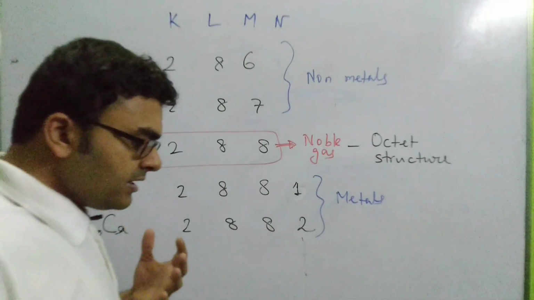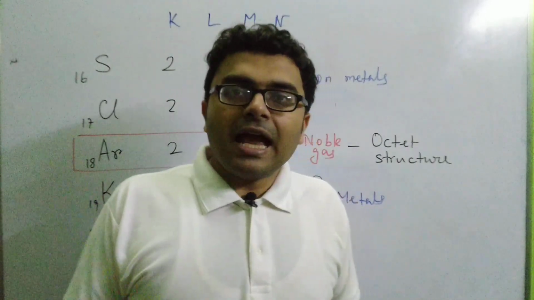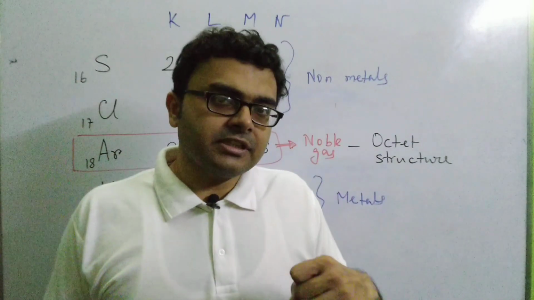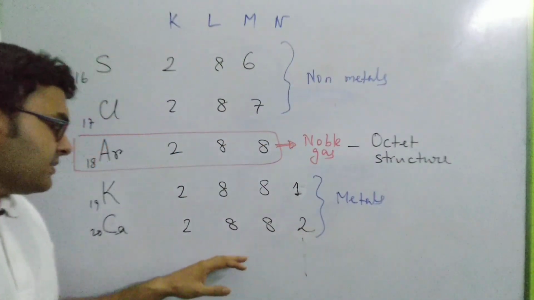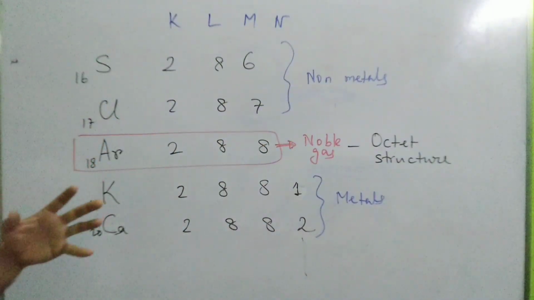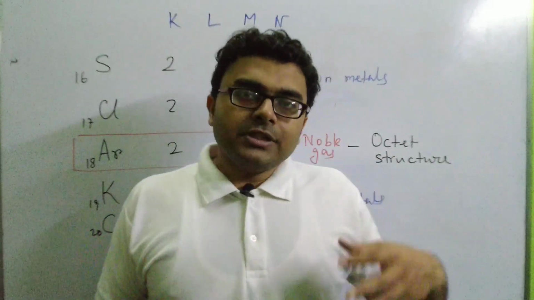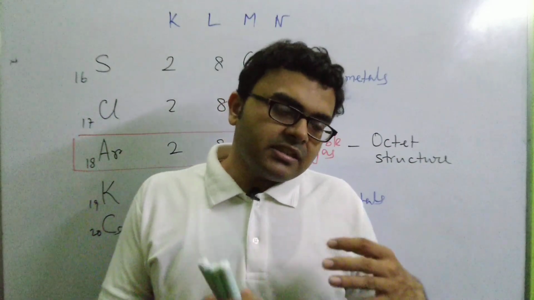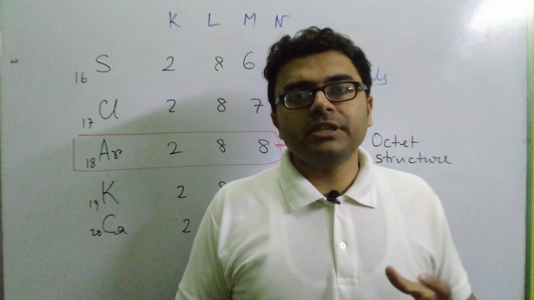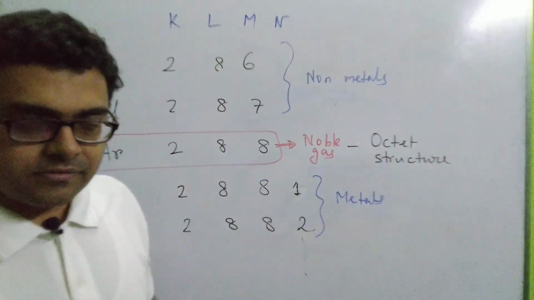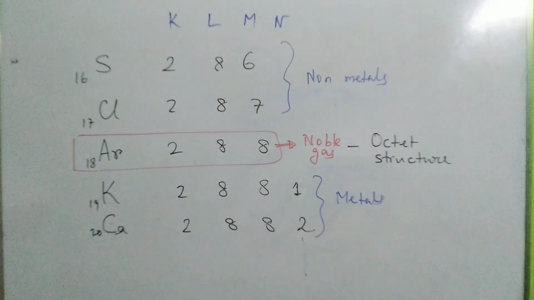So everything wants to attain stability. That is why these elements, potassium, calcium, chlorine, sulfur, are quite reactive. Why are they reactive? Because they are not stable. So in order to attain stability, they try to attain the electronic configuration of the nearest noble gas, and that is why there are reactions. We will explain it in a later class. So just remember these things that I have said in the previous class.